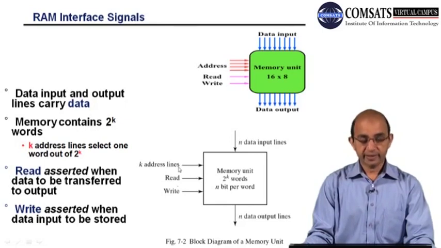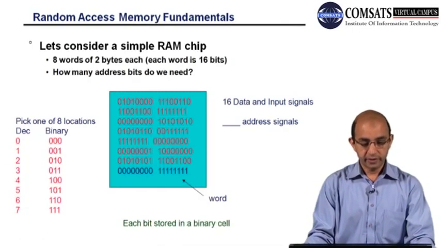If we have k address lines, then we can have 2 raised to power k unique words. K address lines select one of the words. So if you want to select one of the words, we need to generate the address by using the decoder. You can read and write data. These are some of the fundamentals regarding RAM.